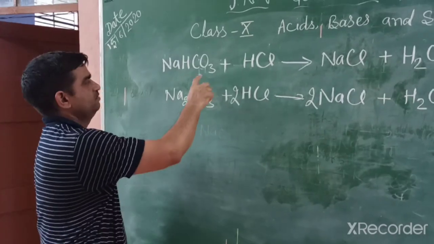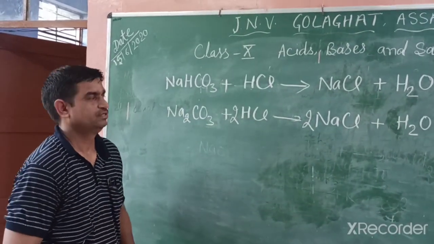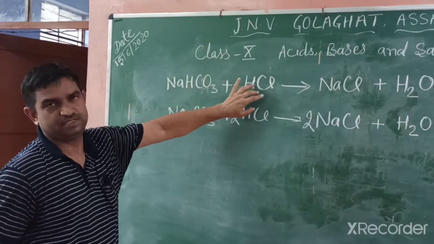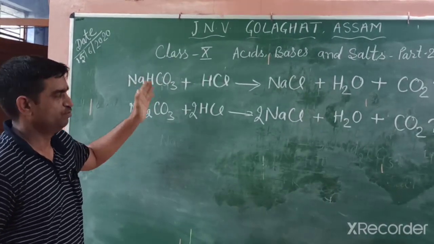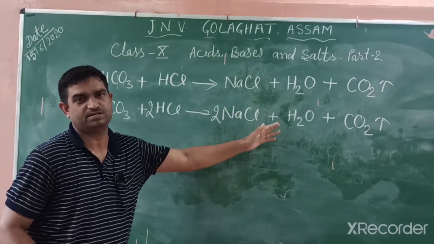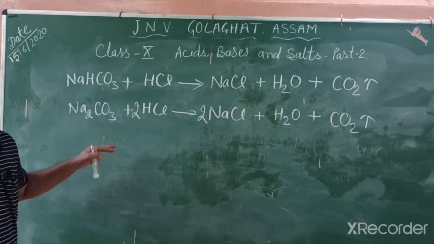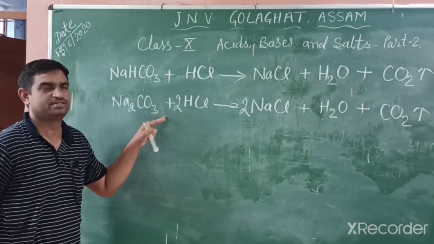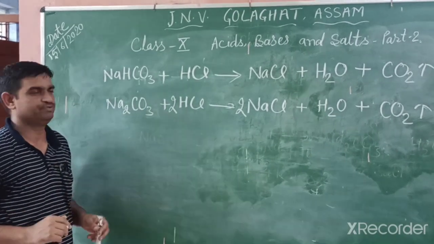What happens when acid reacts with metal carbonates or bicarbonates? When any acid reacts with a metal carbonate or bicarbonate, both form salt and water, and carbon dioxide gas is released. This reaction is characteristic of acids. By this reaction, we can easily distinguish acid and base.